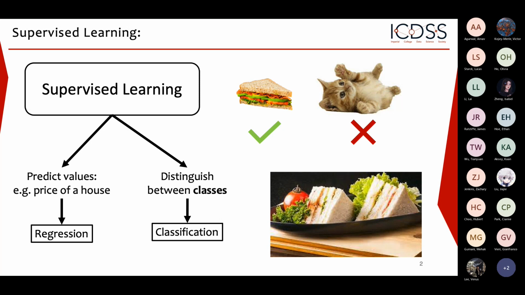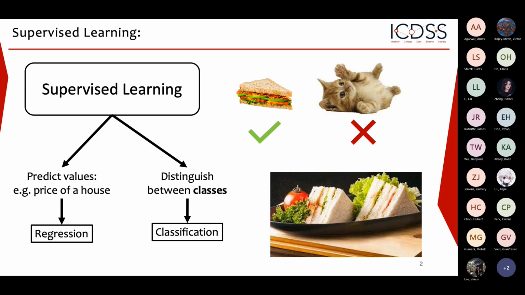When we want to distinguish something into discrete classes, for instance, is it a sandwich? Is it a not sandwich? Okay, so we have these two possible states, then that's called classification. And today we're going to see an example of regression, and we're going to see an example of classification.